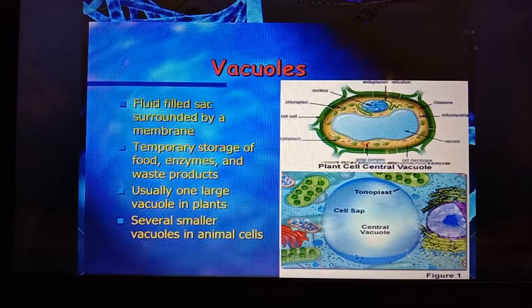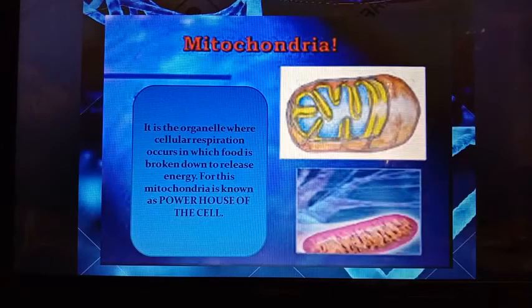Next, we will discuss another three types of cell organelles: mitochondria, Golgi complex and ribosomes. Mainly we will discuss the functions of these cell organelles. So first is mitochondria. This is the structure of mitochondria. It is the organelle where cellular respiration occurs, in which food is broken down or oxidized to release energy. For this, mitochondria is known as powerhouse of the cell.